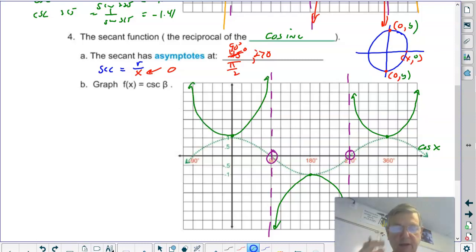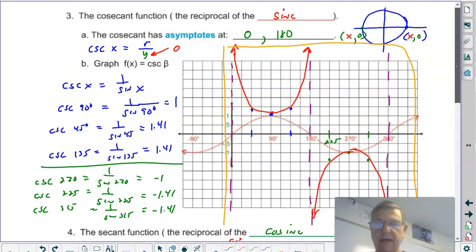I'm heading toward infinity. So what you want to do to graph the secant is graph the cosine and put in an asymptote everywhere where the cosine is 0. Those are your asymptotes. Go to the crest or trough of the wave. There's the crest. And go up to infinity on both sides. Go to the trough. There's the trough. Go down to infinity on both sides. There's the crest. Go up to infinity both sides.